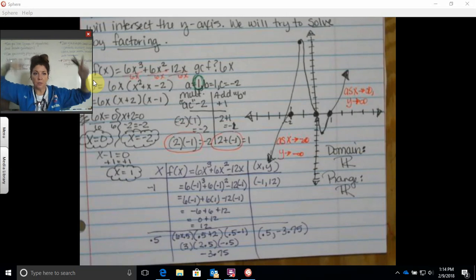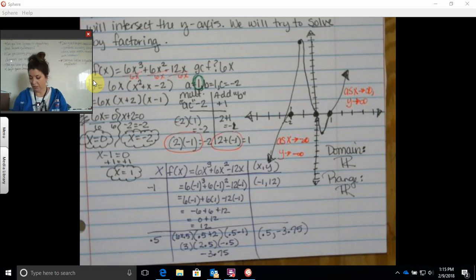But when they go in opposite directions, something's going to positive infinity and something's going to negative infinity. But if they both are pointing up, then you're going to have a minimum value. Or if they're pointing down, you're going to have a maximum value. And that's going to put a restriction on your range.